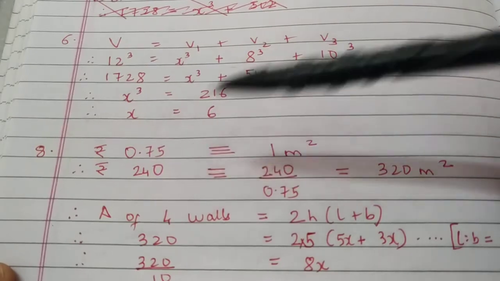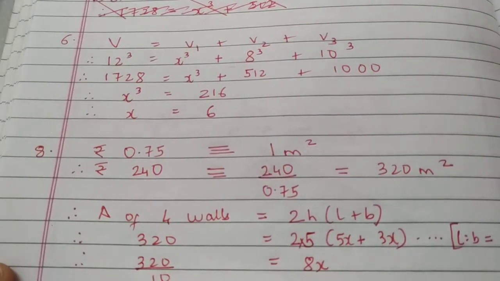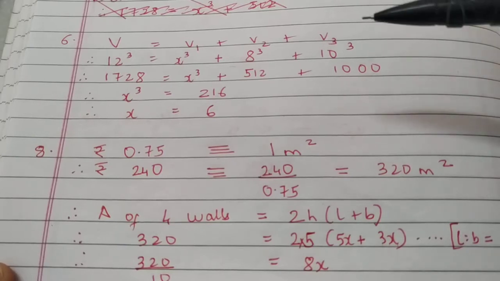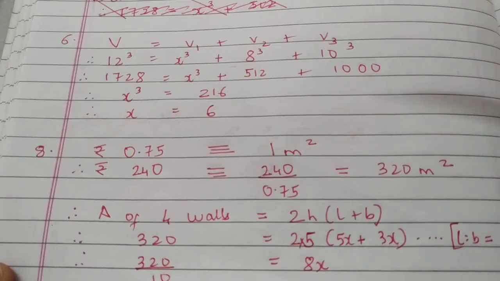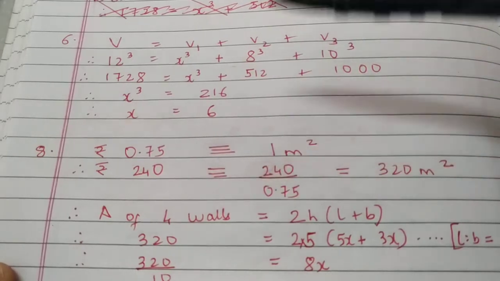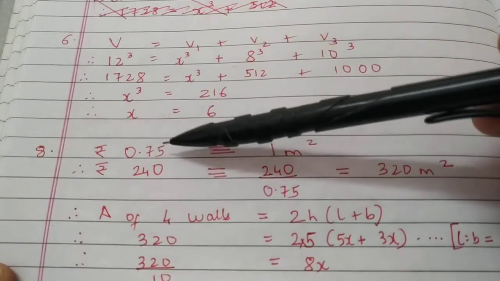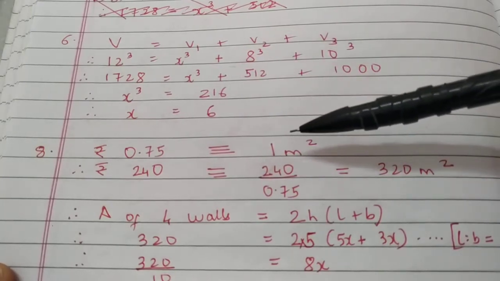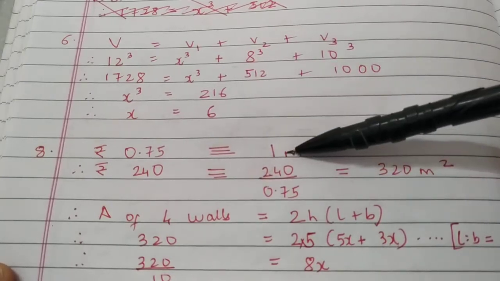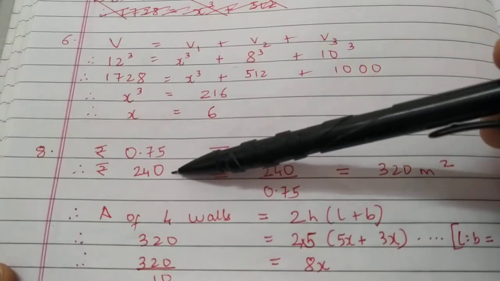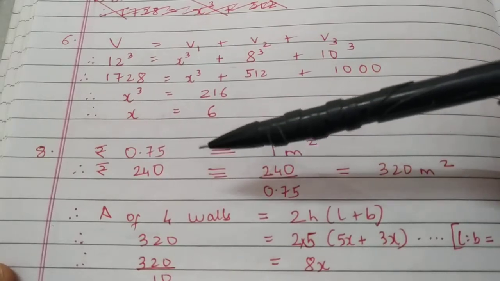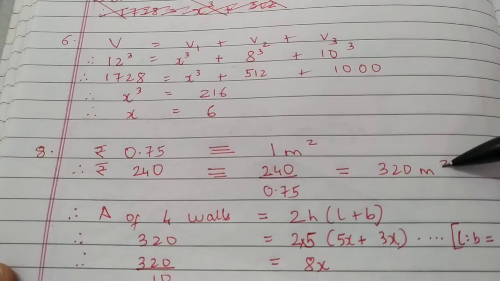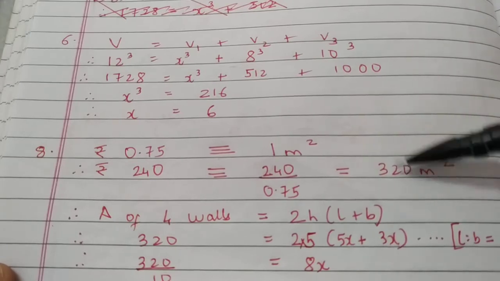So again, unitary method if you wish, or you can use the formula which is cost is equal to rate into area. So area will be equal to total cost upon rate. I've used unitary method, that is for rupees 0.75 we can paper area of 1 meter square. So for rupees 240, how much area can we paper? 320 meter squared. So that's the area of the 4 walls.